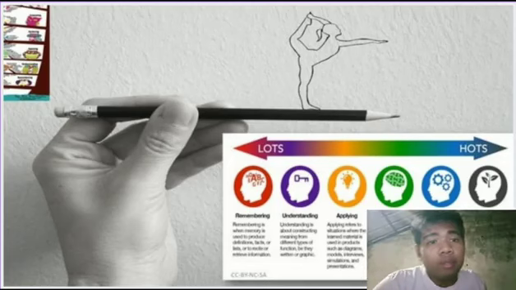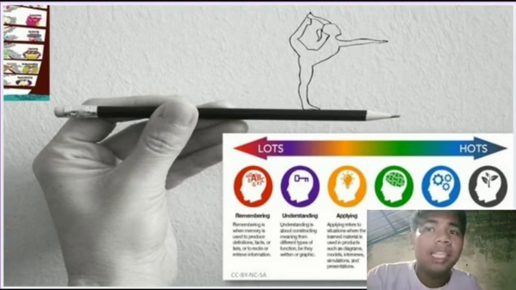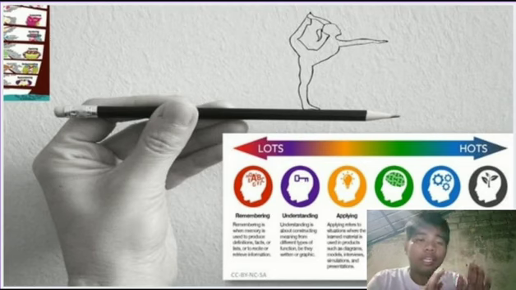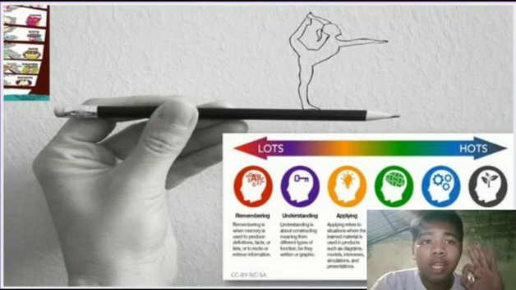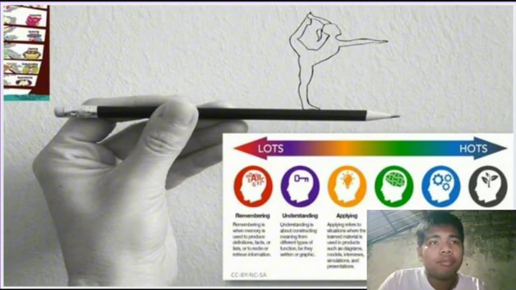Now, in Bloom's taxonomy, we have LOTS and HOTS, which means LOTS is lower order thinking skills, and HOTS is higher order thinking skills. Now, let's focus on the LOTS. The LOTS has three components: remembering, understanding, and applying.